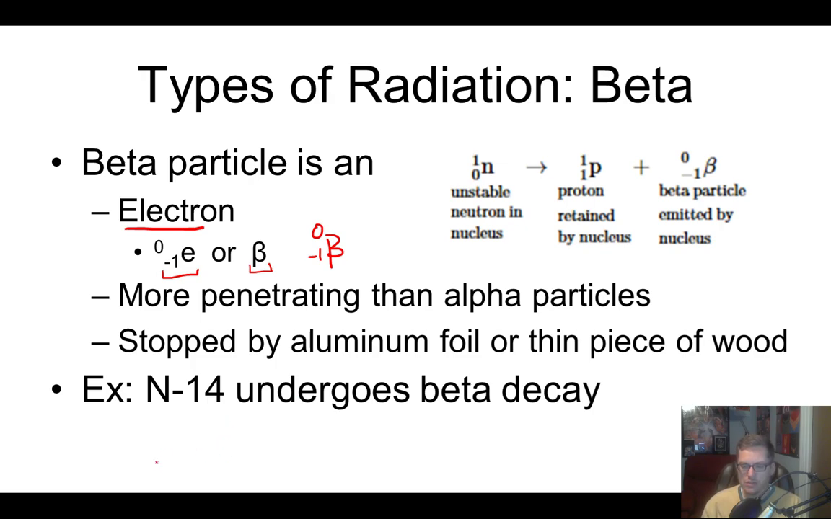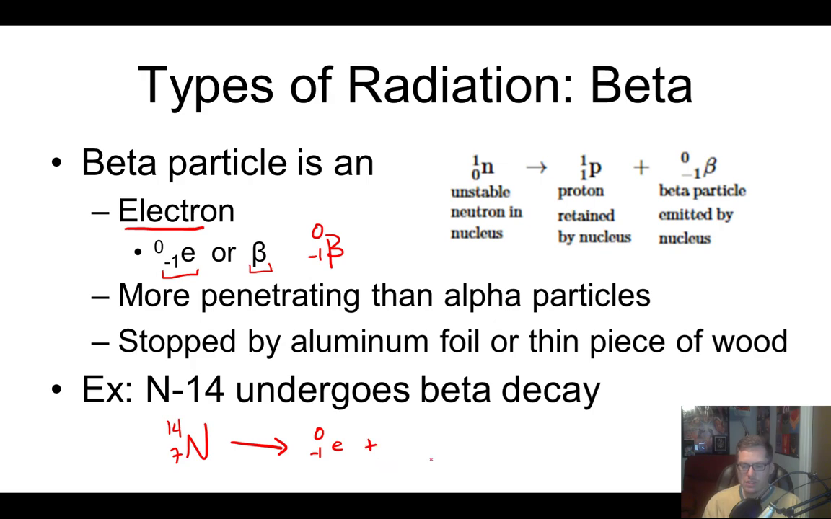Here let's do a nuclear equation for beta decay. We've got nitrogen-14, and nitrogen is element number 7, so we put that there. It's undergoing beta decay, so we write our nuclear reaction arrow, because there's a nuclear reaction going on. And we write our beta particle, which is 0, -1, and then an electron or a beta symbol. It doesn't matter. So 0, -1, electron.